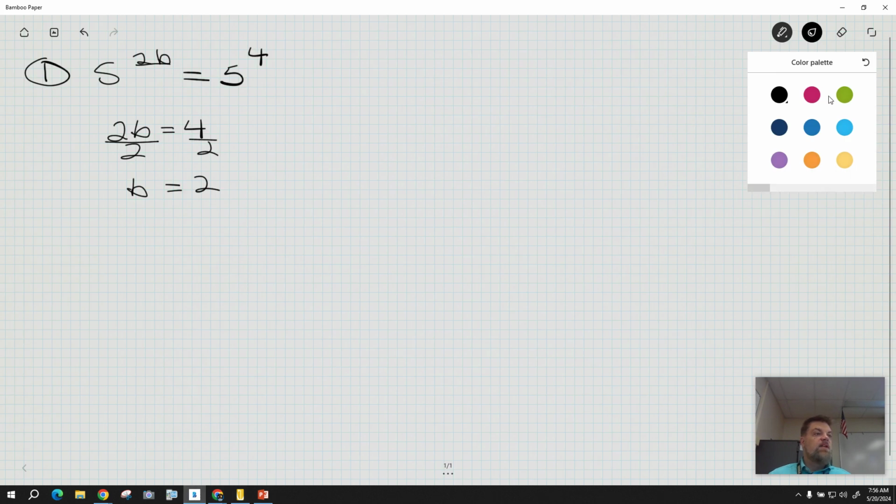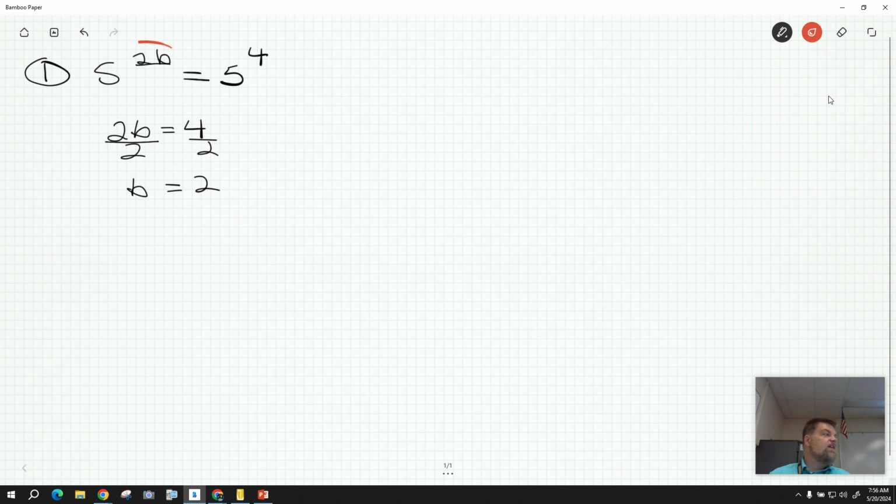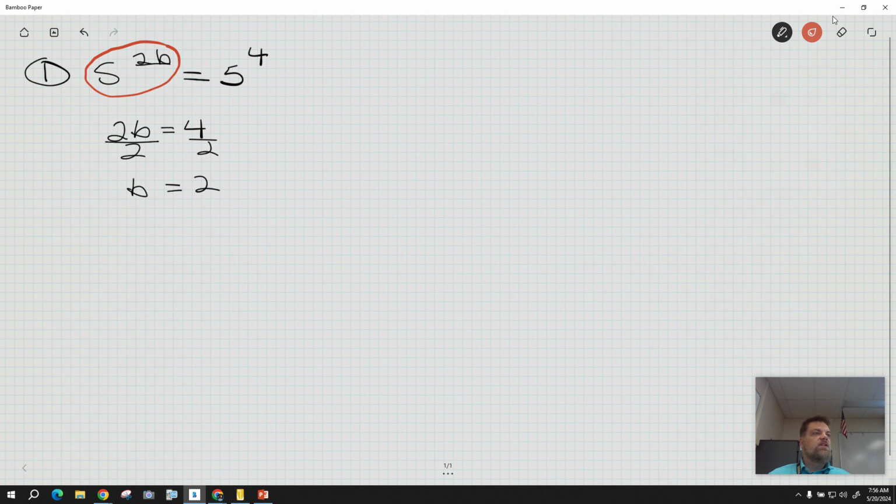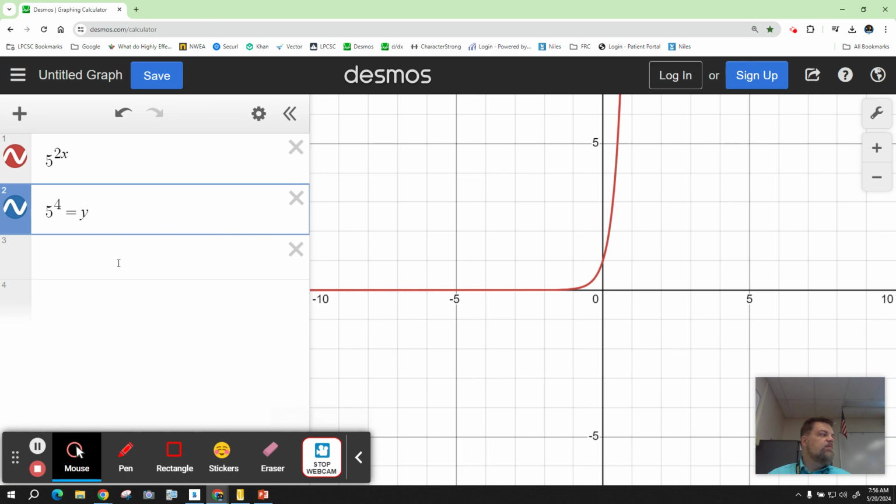So what I'm doing is I'm graphing the left-hand side in the equation as an equation in Desmos, and then I'm going to graph the right-hand side. Okay? And then I find where the two intersect. So, and you should probably put equals y to make it a little easier for yourself.